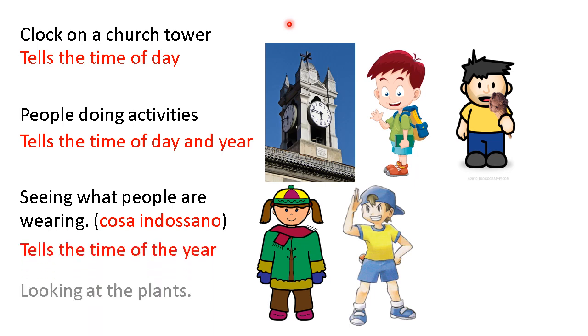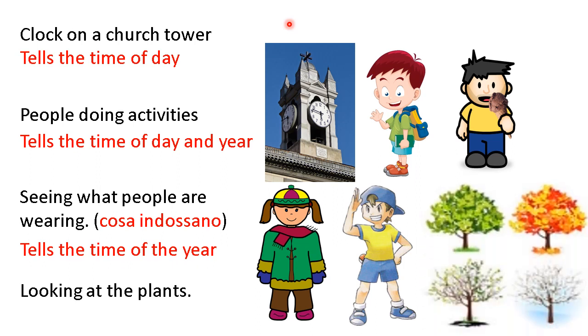We can also look at plants in the picture, and this can help us to understand too. Do you remember the seasons? Spring, summer, autumn, and winter? Looking at plants can also help us to understand the time of the year.